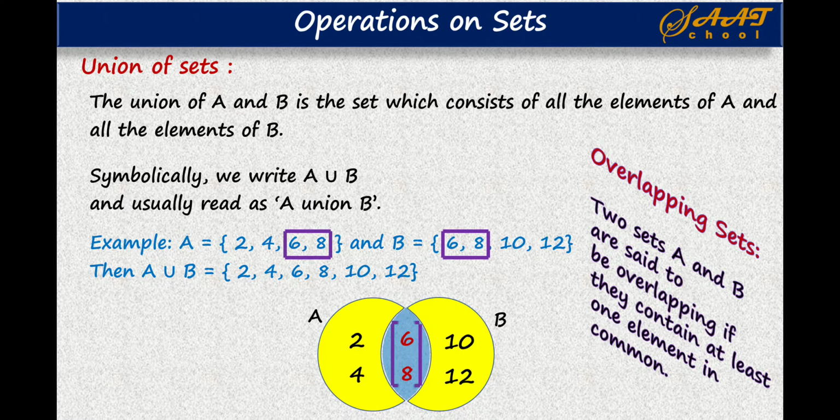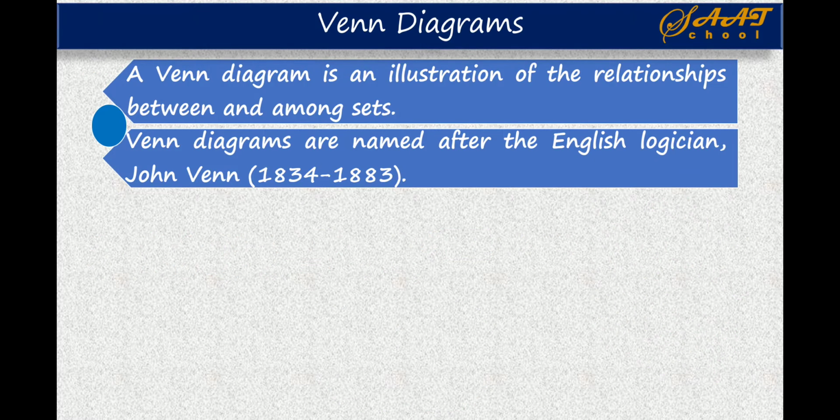Now what is a Venn diagram? A Venn diagram is simply a diagram that shows the relationship between and among sets. So this is simply an illustration of the relationship between sets. The Venn diagram was introduced by an English logician, John Venn. That's why Venn diagrams are named after him.